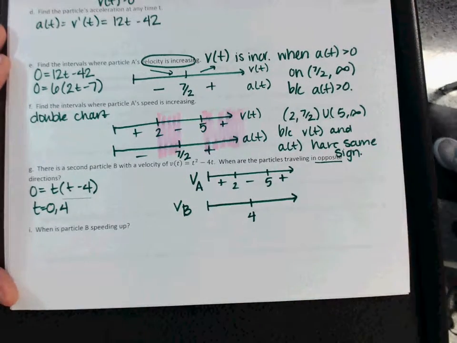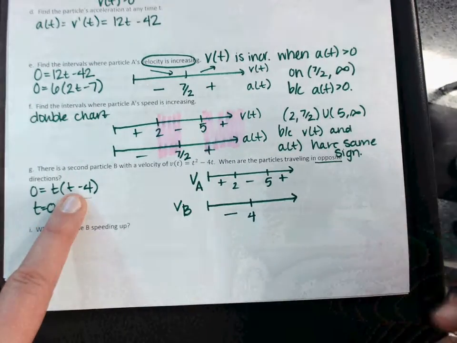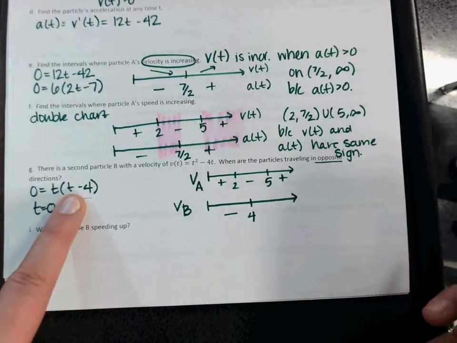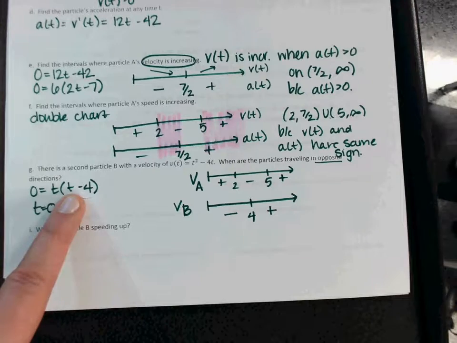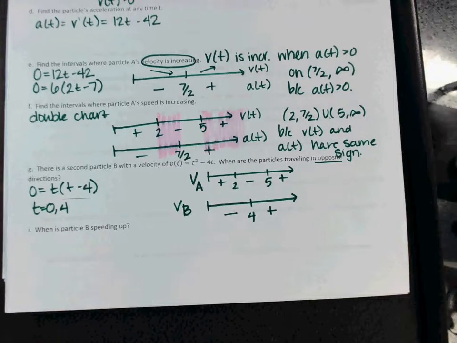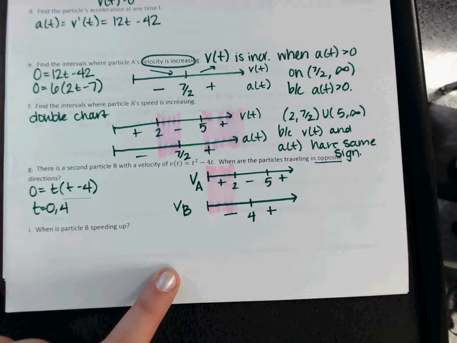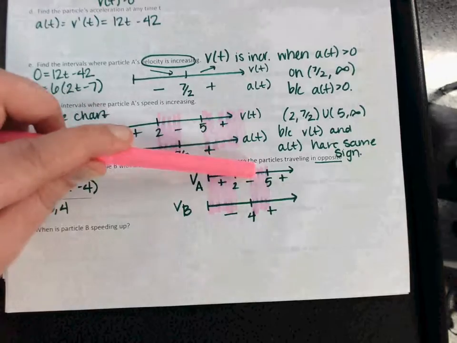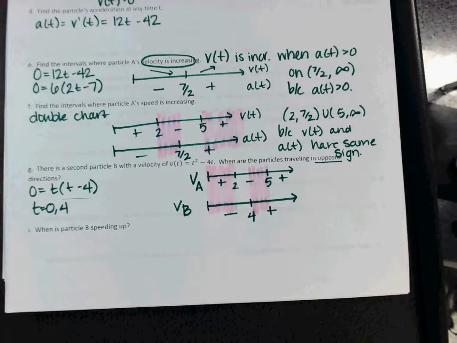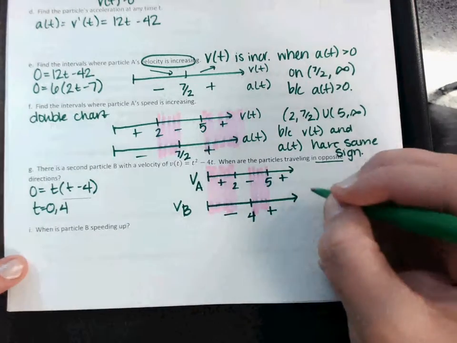If I plug in, let's say 1, I'd have 1 times 1 minus 4. What's the sign? Negative. Then, let's say 5 times 5 minus 4 would be positive. I want opposite signs. Where does that happen? 0 to 2, because 1's plus and 1's minus. And then also from 4 to 5. Because from 4 to 5, my A is moving left because it's negative, but my B is moving right. Does that make sense? Okay, try to answer part I. So I'd say from 0 to 2.